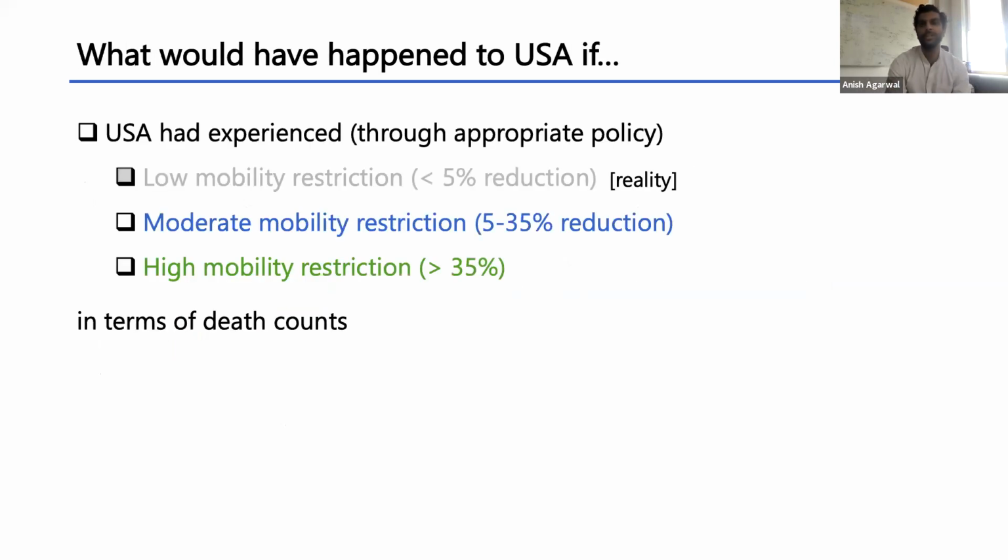And so one natural question that you could ask is, what would have happened to the US, say through appropriate policy, if it had gone through a low mobility restriction? Well, this is actually what happened in reality. A moderate mobility restriction, which is a 5 to 35% reduction, or a high mobility restriction, and the metric of interest is the number of COVID-19 related deaths that would have happened in the country. So the bottom 2, which is the moderate and high, are counterfactual USs that we want to ask this question about.